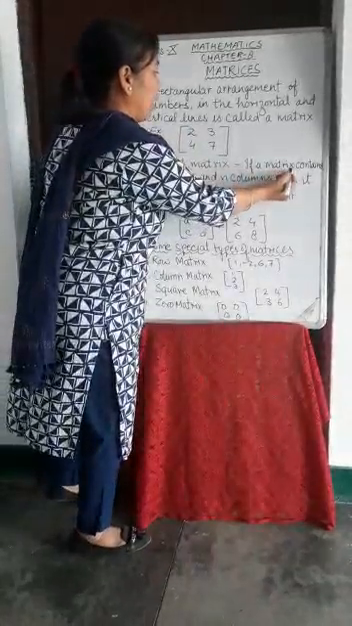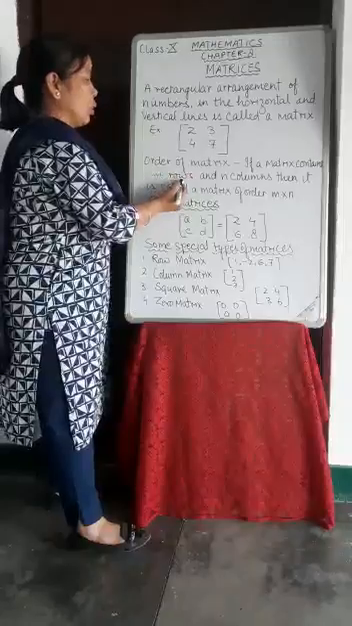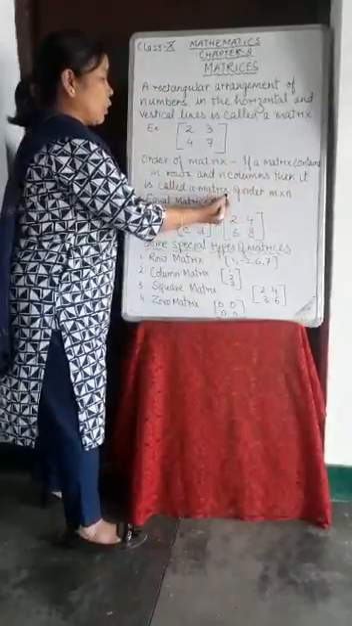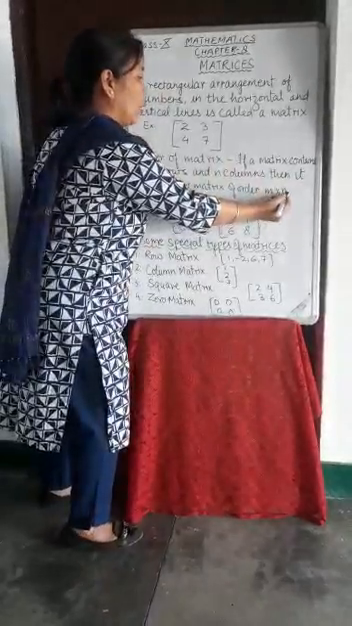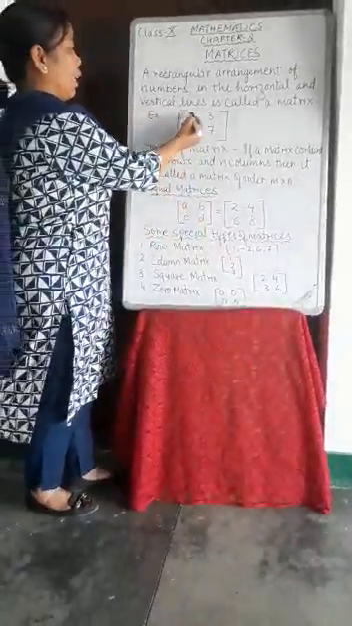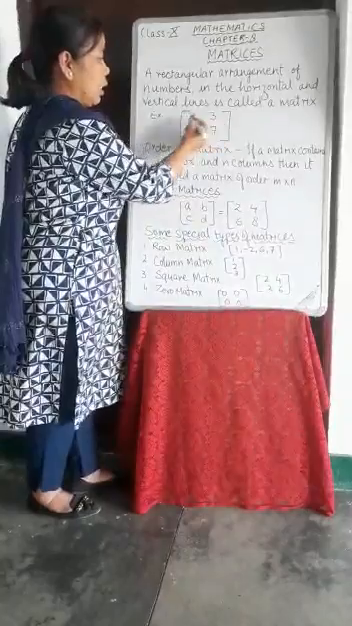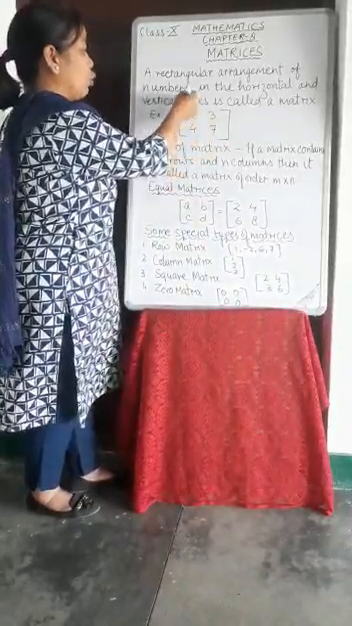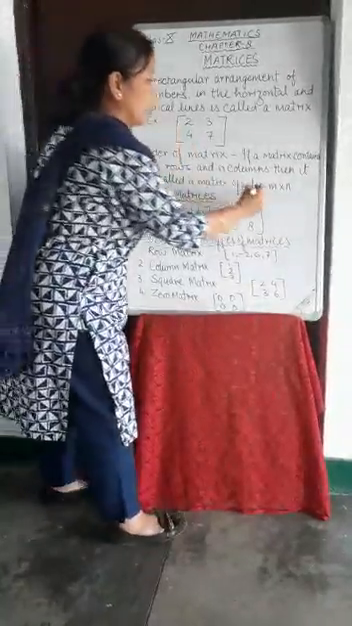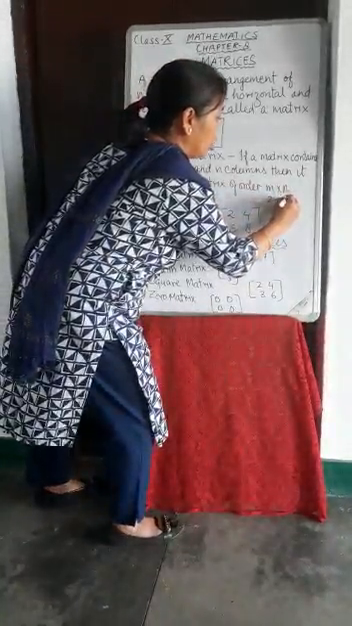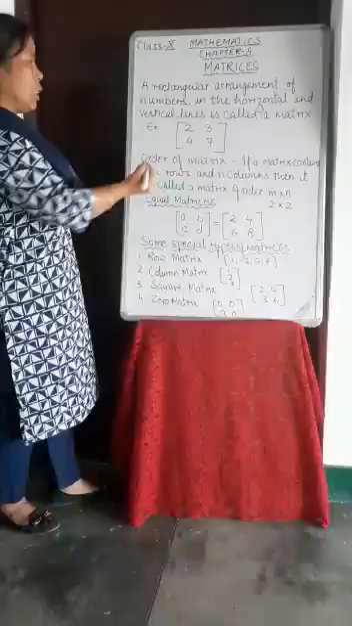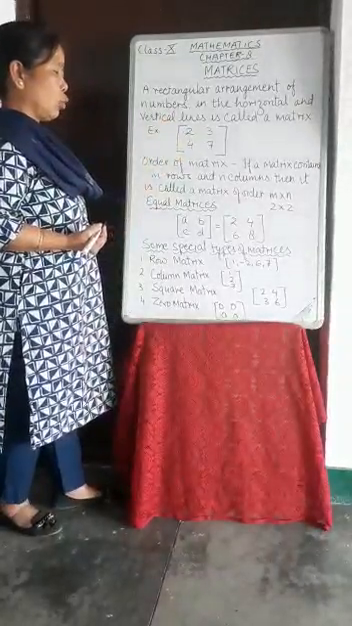If a matrix contains m rows and n columns, then it is called a matrix of order m into n, or m by n. So in this example, there are 2 rows, 2, 3 and 4, 5, and 2 columns, 2, 4 and 3, 7. So this matrix has order 2 into 2, because it has 2 rows and 2 columns.